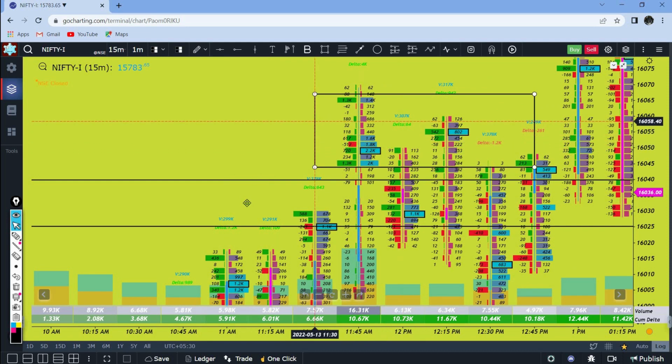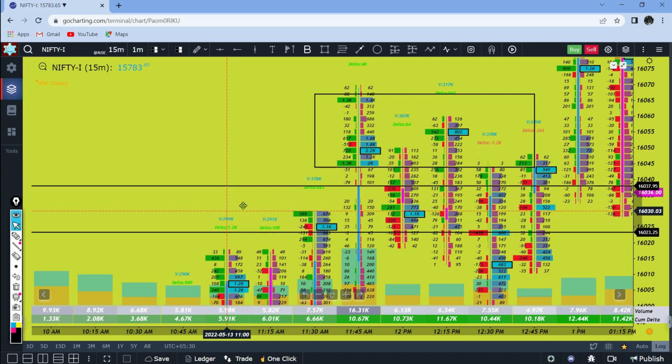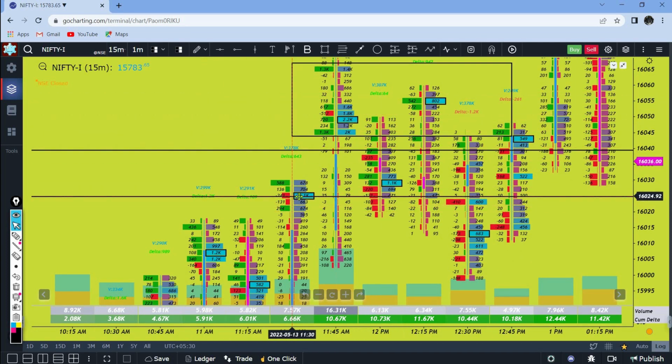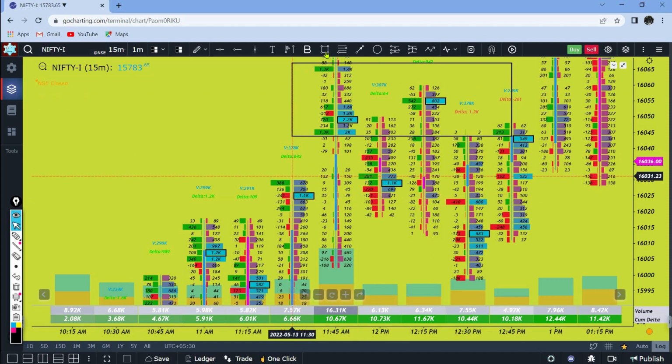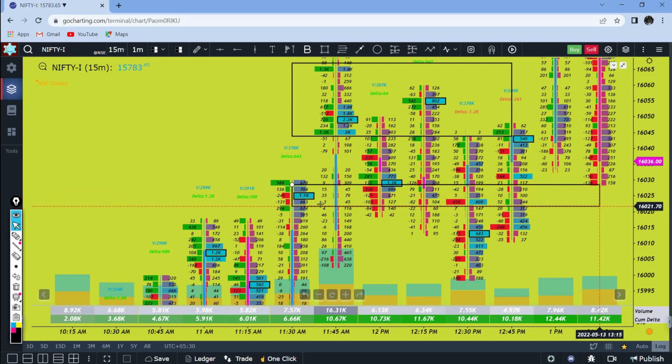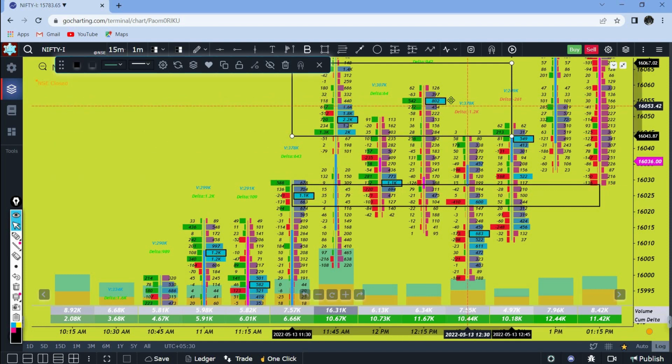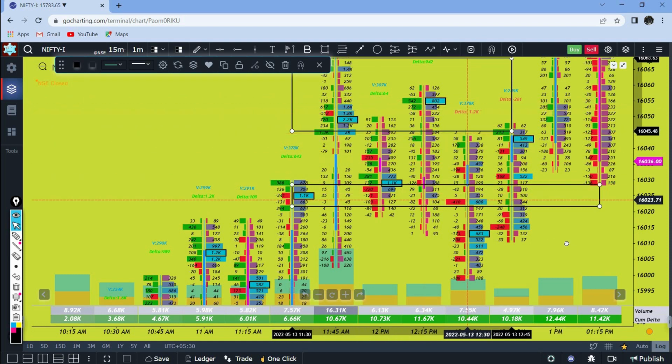So what you want to see is the previous place, this was the zone, okay? Now when it goes to test this zone, where it should not, it should hold this zone, okay? Now it does hold it, it goes back up another 30-40 points, and it fails again.